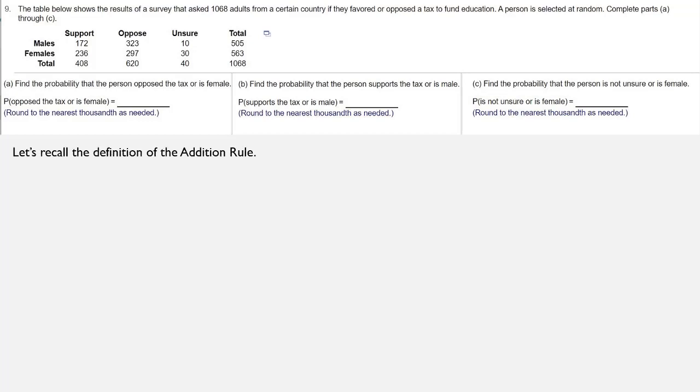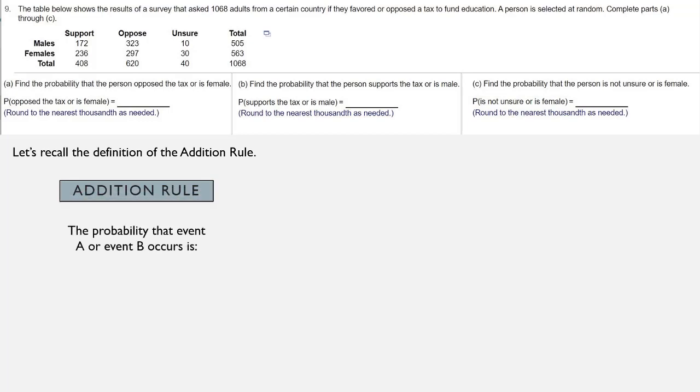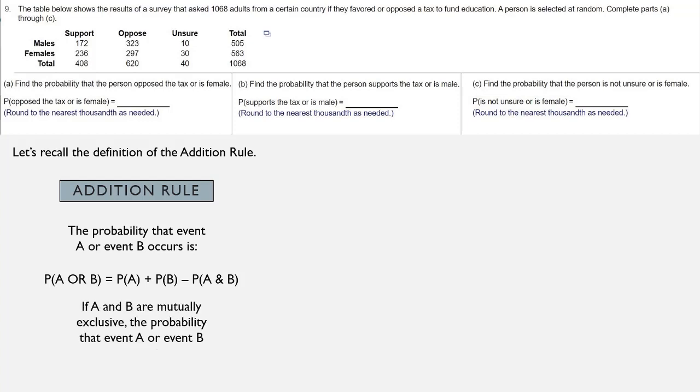So let's look at the addition rule. We have these statements. The probability that event A or event B occurs, the probability of A or B, equals the probability of A plus the probability of B minus the probability of A and B. And if they're mutually exclusive, the probability of A or B becomes the probability of A plus the probability of B, because the probability of A and B when they're mutually exclusive is 0.